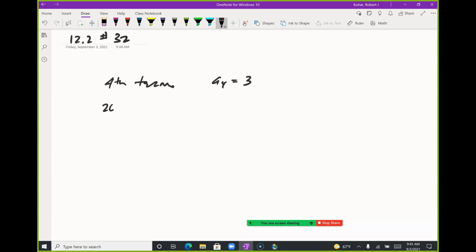And the 20th term is 35. So what do we want to find? It's arithmetic, right? I'm in 12.2. Everything's arithmetic. a sub n is arithmetic. So what do we want to do? Well, we want to find several things. a sub 1. We want to find n. We want to find d. Well, we don't need to find n. We know we're going up to 20. And we want to find the sum. So we'll find the sum from 4 to 20, right?